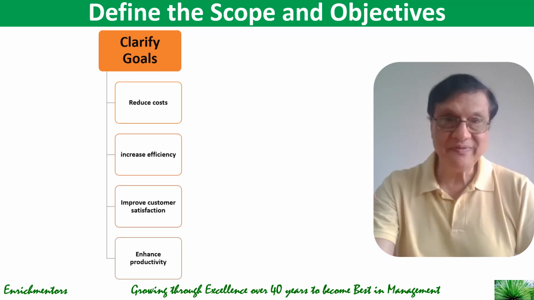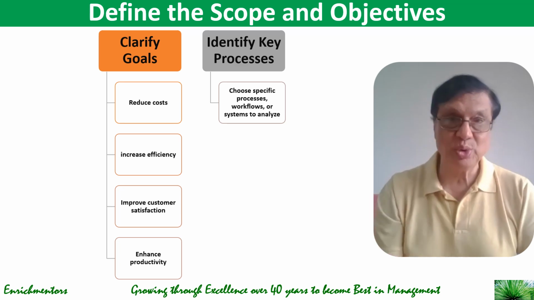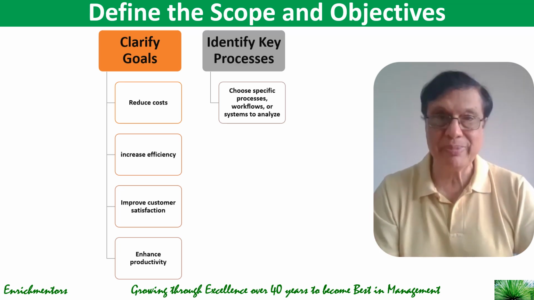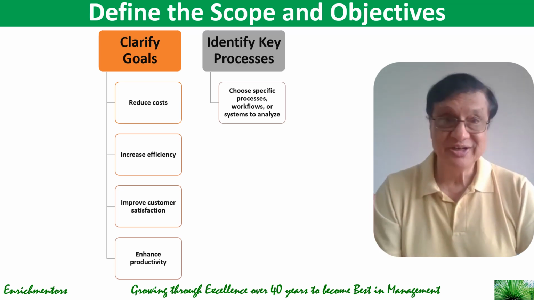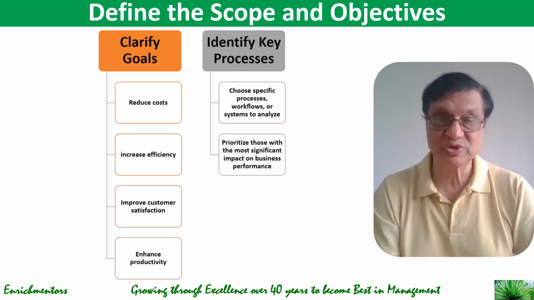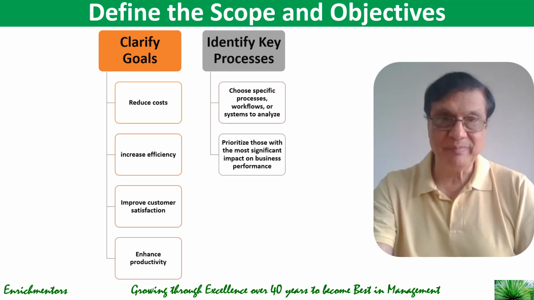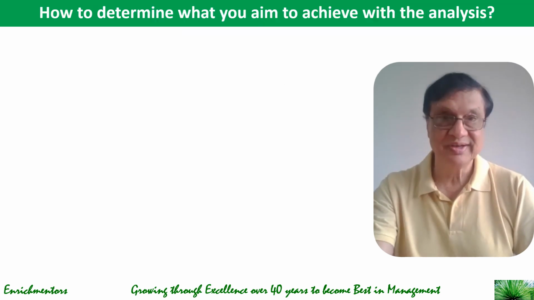Then you need to identify key processes. So choose specific processes, workflows, and systems that you want to analyze. And a very important thing is to prioritize those with most significant impact on business performance. So choosing and prioritization is an extremely important step in defining your scope and objectives. Let's look at these two things in a little more detail, partly in this lecture, and we will carry that forward in the next lecture also.